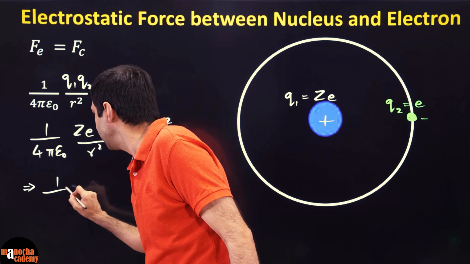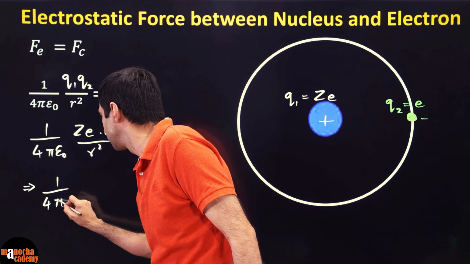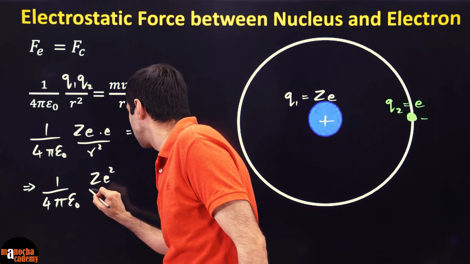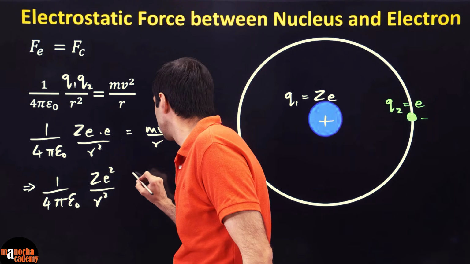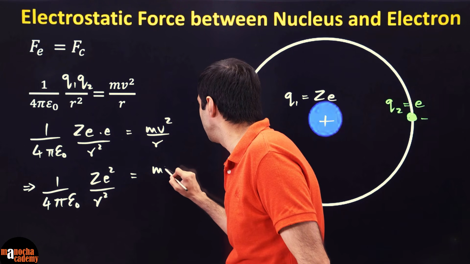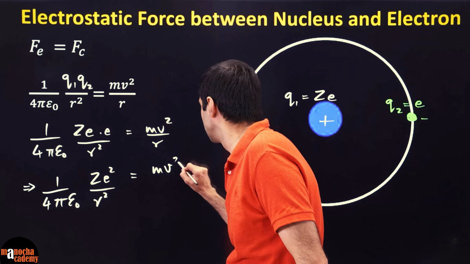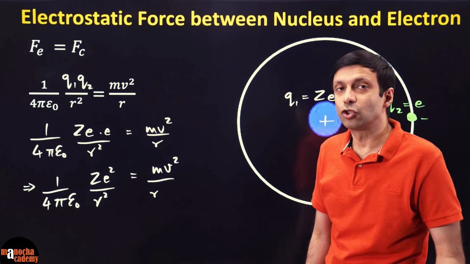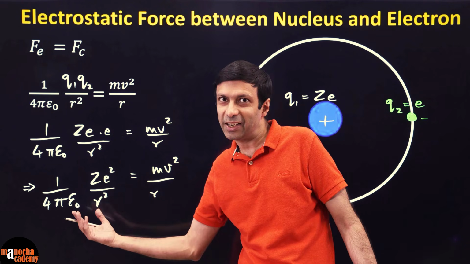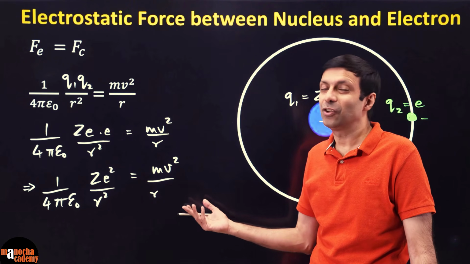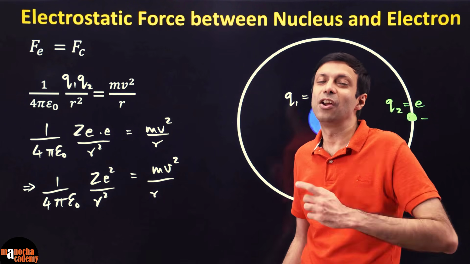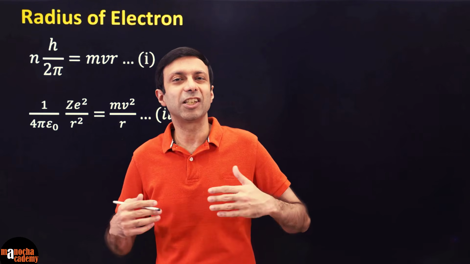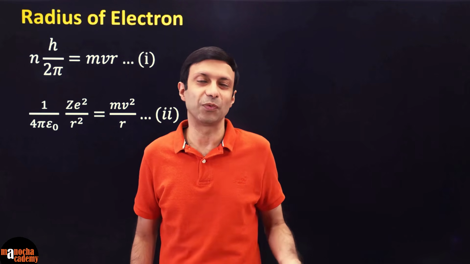What will you get over here? 1 by 4 pi epsilon naught, and this is going to give me Ze square divided by r square, and that equals mv square by r. So remember, we are equating the electrostatic force to the centripetal force, the center-seeking force for an electron spinning around the nucleus. Now let's see if we can find the expression to calculate the radius of the electron.